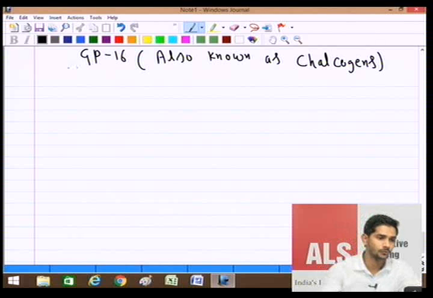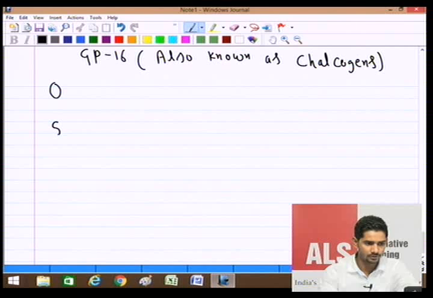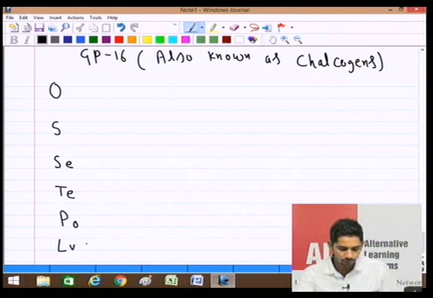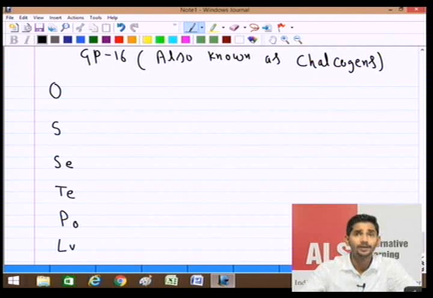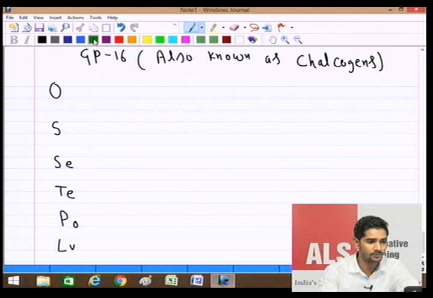Okay. So let's start with the group 16. Oxygen, sulfur, selenium, tellurium, polonium, and LV is for livermorium. Again, this is the newly identified element, livermorium. So let's start with how we can remember this one.